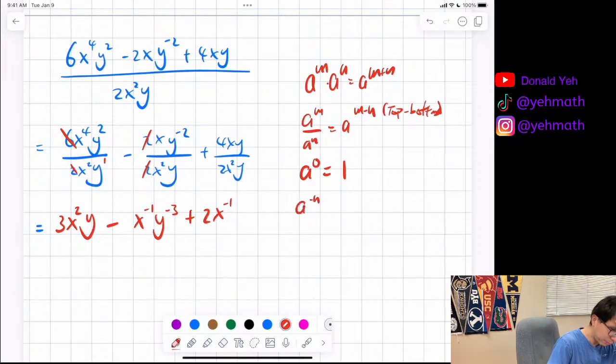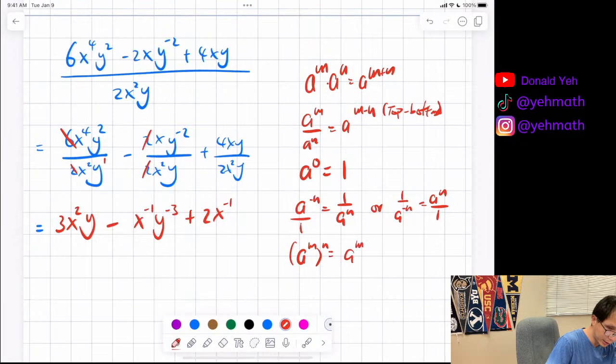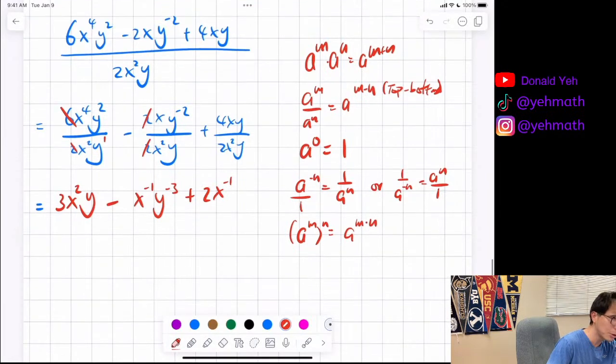A to the negative n is equal to 1 over a to the n, or 1 over a to the negative n is equal to a to the n over 1. That's called the negative exponent rule. A to the m to the n power is equal to a to the m times n. You should know all those rules.